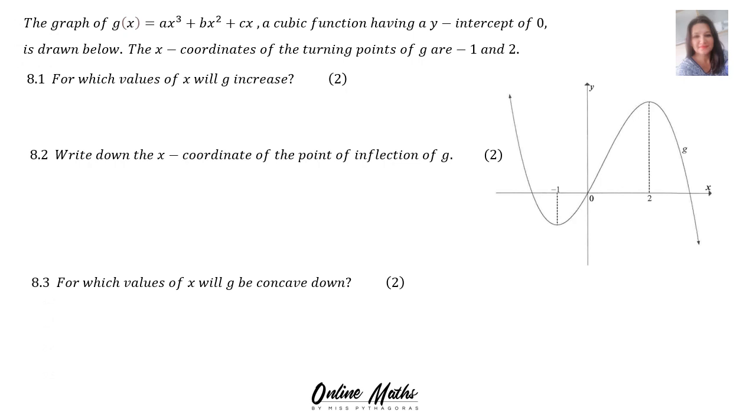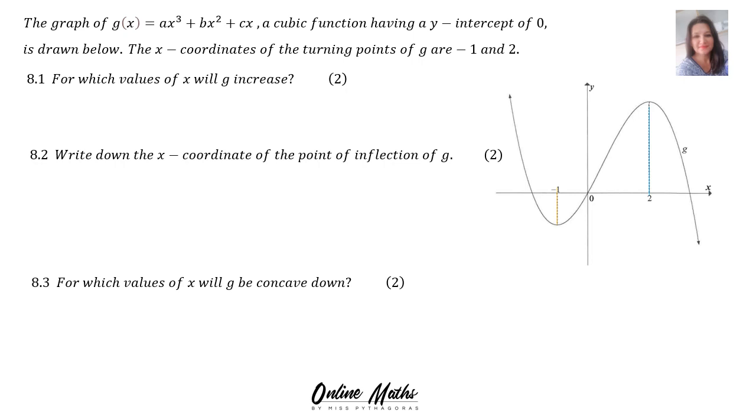The graph of g(x) = ax³ + bx² + cx, a cubic function having a y-intercept of 0, is drawn below. The x-coordinates of the turning points of g are -1 and 2. 8.1: For which values of x will g increase?